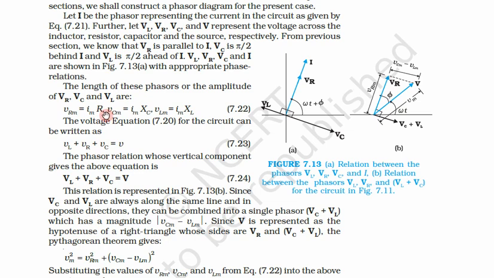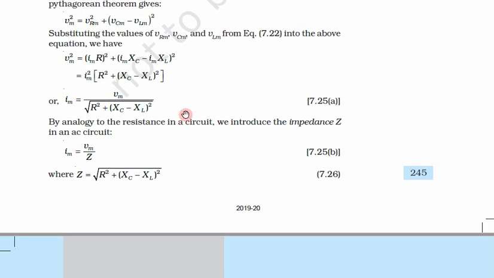Now let us put in the values of Vrm, Vcm and Vlm, which we have already calculated. Vrm is Im into R, Vcm is Im into Xc, Vlm is Im into XL. So Vm square is equal to Im R, square of this, plus Im Xc minus Im XL, whole square of this. Let us take Im common. So Im square times R square plus Xc minus XL square. So this is Vm square, the voltage across the source.